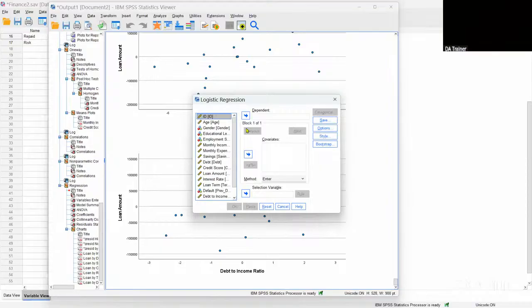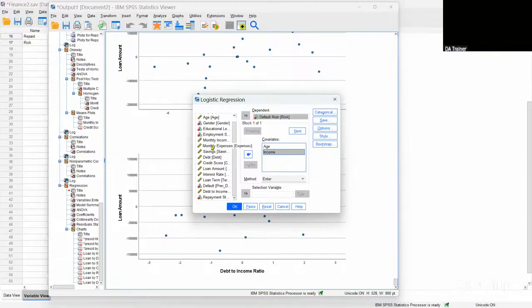Just drag default risks into dependent. Pick default risks, take it to dependent, and then pick up all this information. Let's even start with age. Bring age into covariate. Let's bring their monthly income. Let's look at the credit score. Let's look at the debt itself.